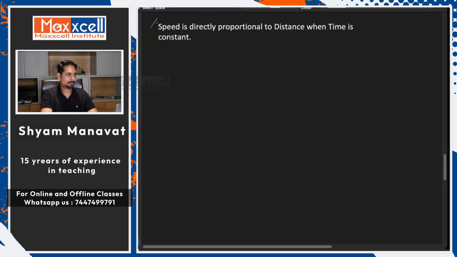We got a new concept here. New concept. If speed and distance, what is the relation between speed and distance when time is constant?